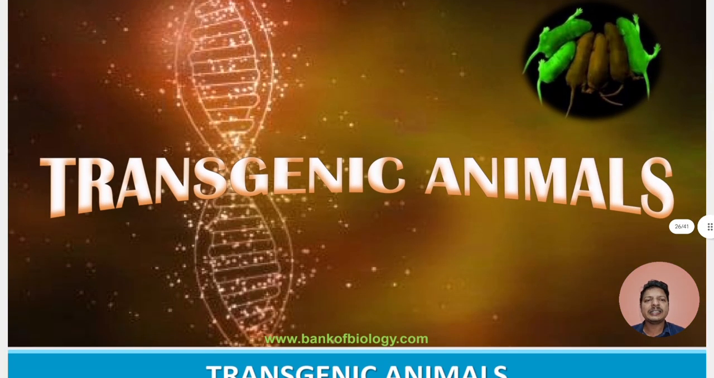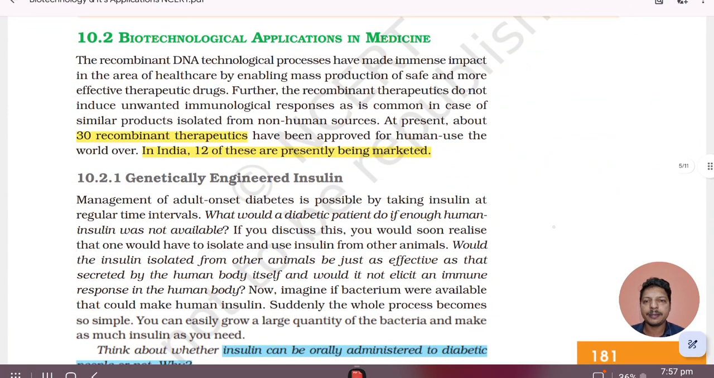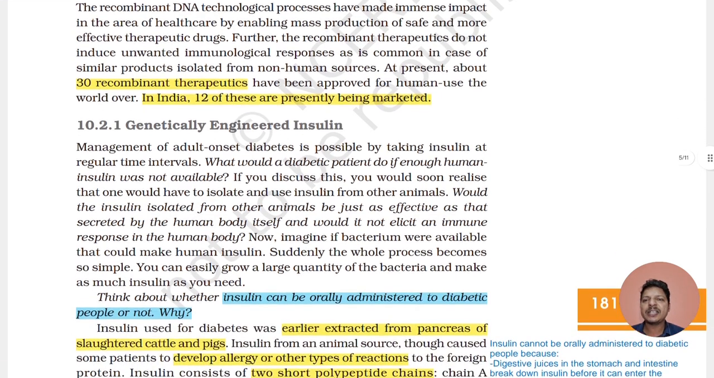Next, transgenic animals. Before starting this, let's see what the NCERT says. Yeah, the same points are given. Here you can see that at present about 30 recombinant therapeutics have been approved for human use the world over, and in India 12 of these are presently being marketed.